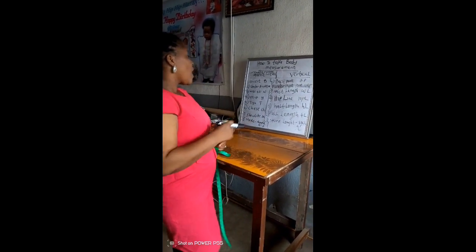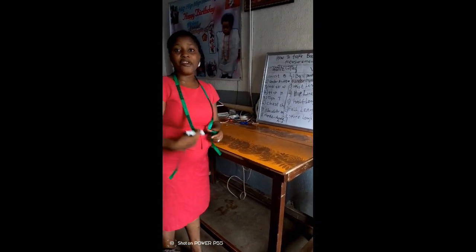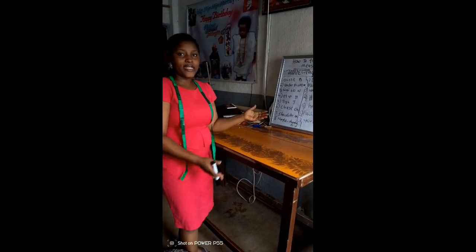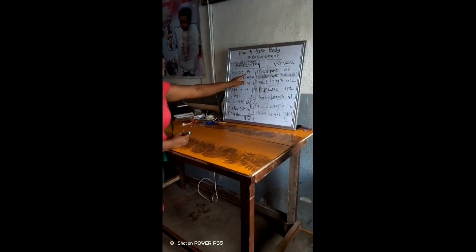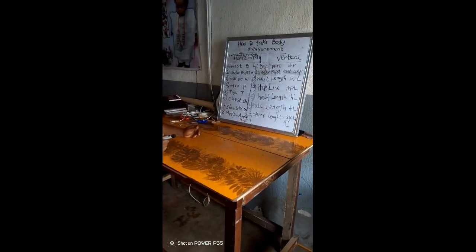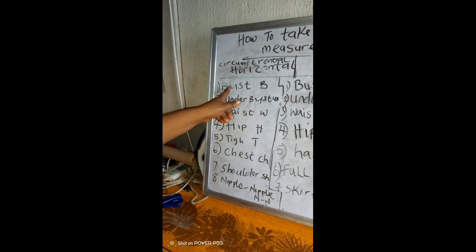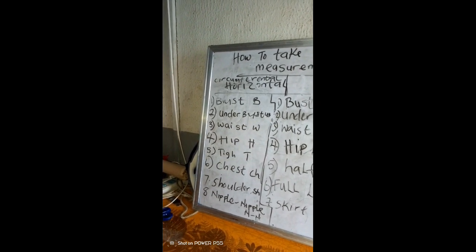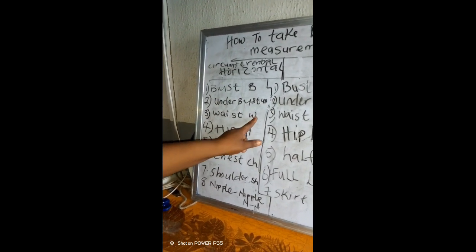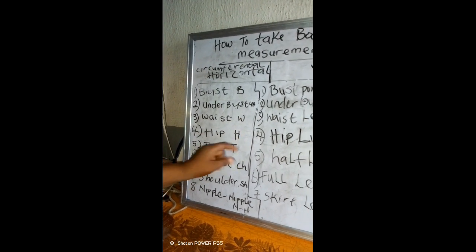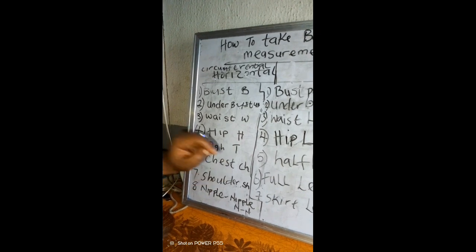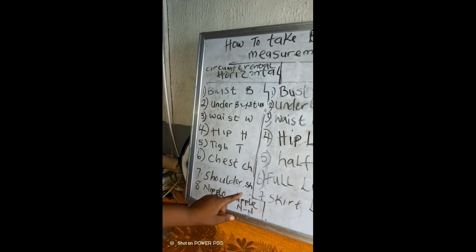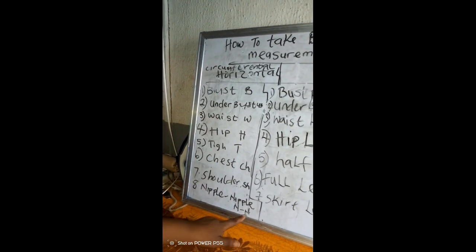So now I want to also tell you the abbreviations you can use to identify your measurements, because you may not have the chance of writing bust, under bust. For the bust, we have the B as an alphabetical identification. The under bust, we have the UB. Then waist, we have W. Hip, H. Thigh, T. Chest, CH. Shoulder, SH. Nipple to nipple, N to N.